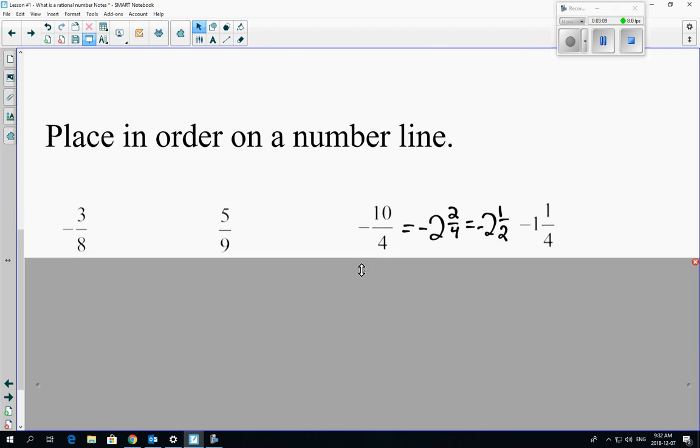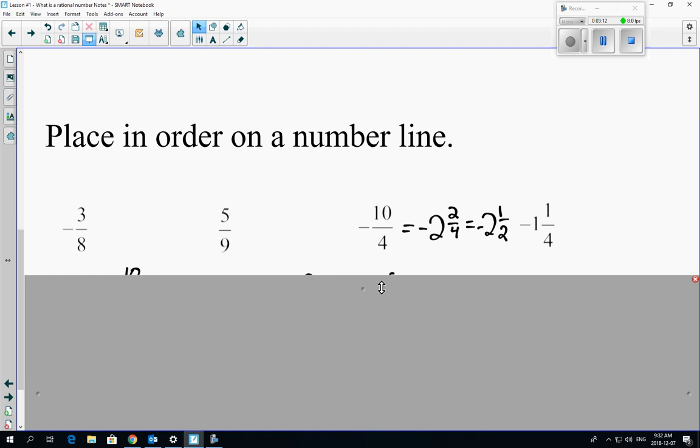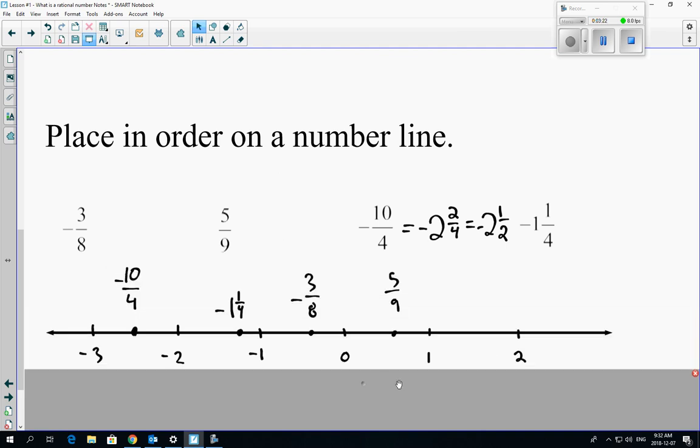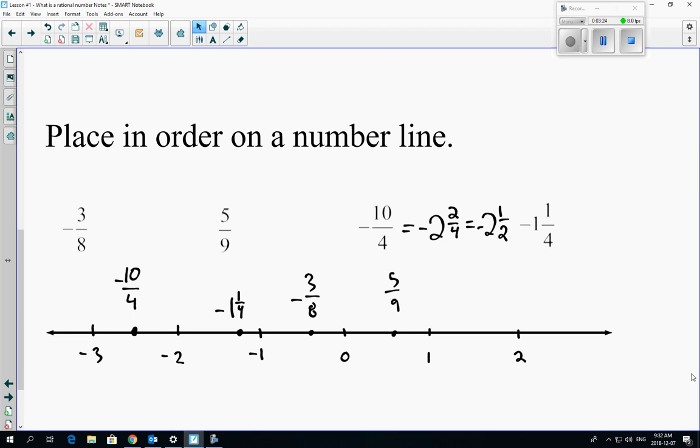Placing these numbers on a number line. So we have negative 3/8, positive 5/9, negative 10 over 4, and negative 1.25. You could break it up into different ones, or you're trying to use your best guess or best estimate of where they are. Like negative 3/8 is between 0 and negative 1. Negative 4 over 8 would be half, so that would be in the middle here, so it's just a little bit to the side of it.